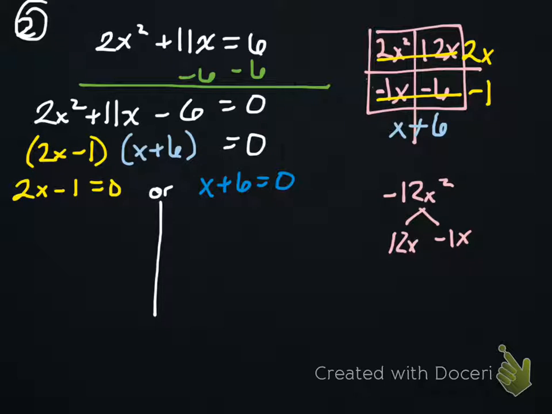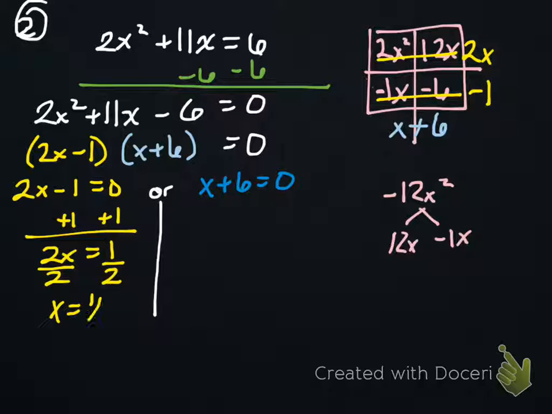And so when it's 2x minus 1, what do I do first to solve that? Move the 1. And that gives me 2x equals positive 1. What do I do next? So x equals 1/2. Now, what if the computer asked you to put it into decimal form? What would you do? It'd be 0.5.